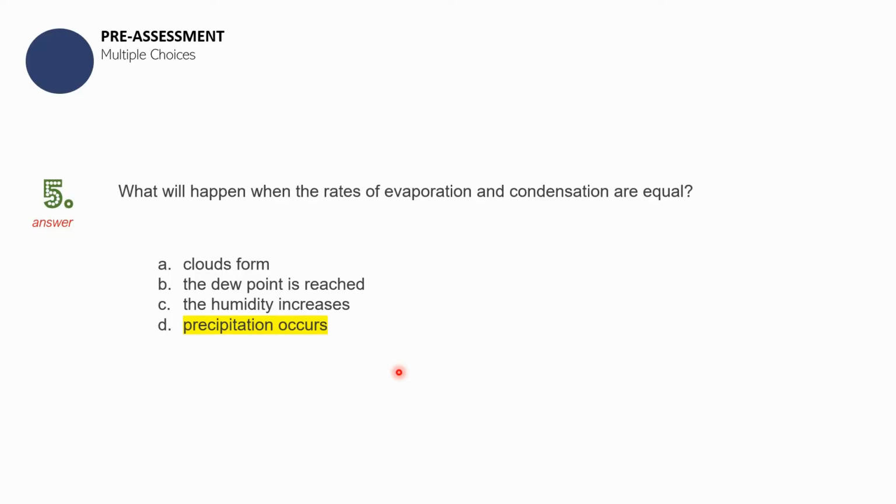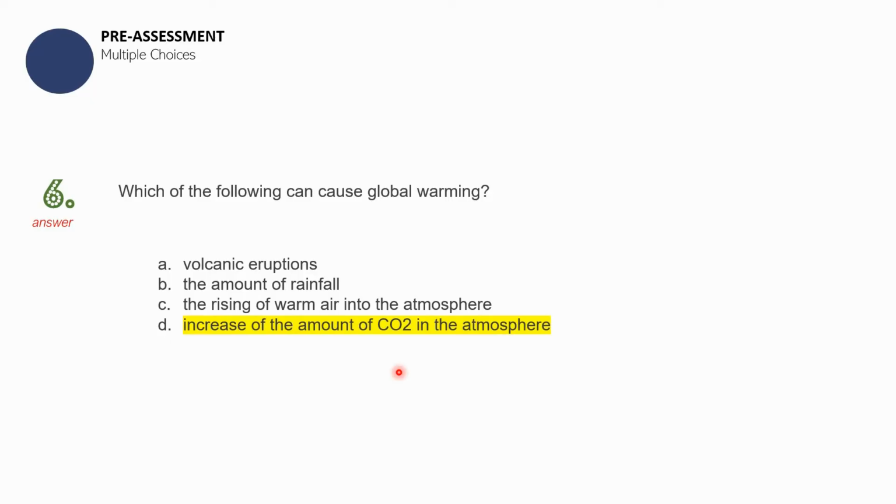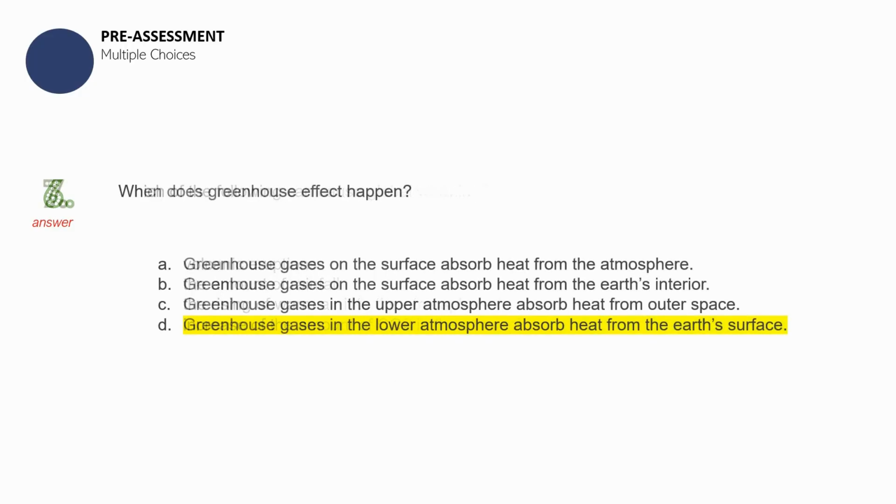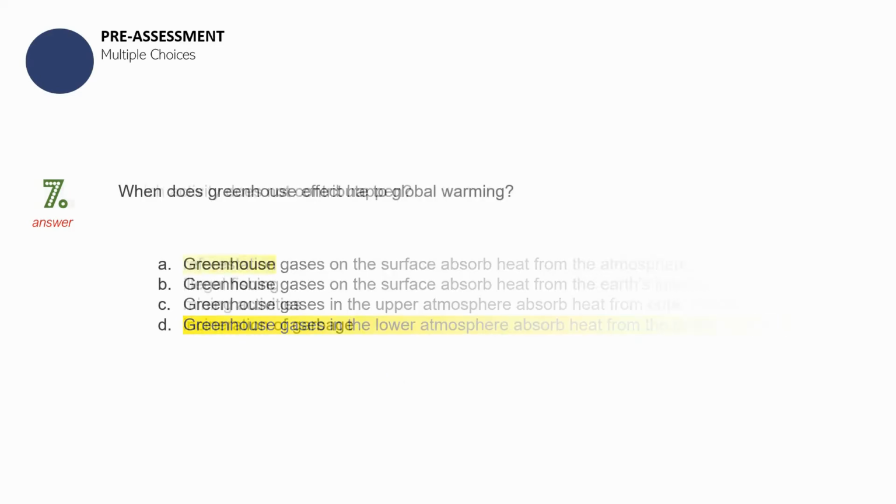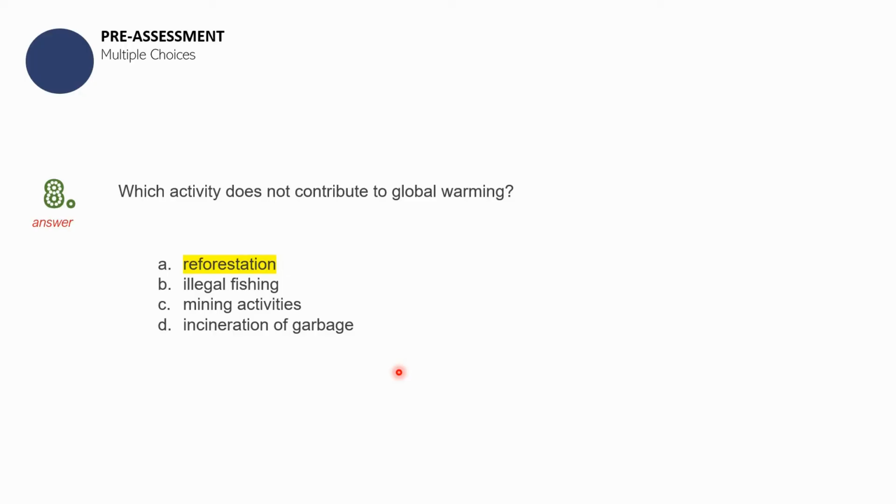The answer to question number 6 is D. Increase of the amount of carbon dioxide in the atmosphere. The answer to question number 7 is D. Greenhouse gases in the lower atmosphere absorb heat from the Earth's surface. The answer to question number 8 is A. Reforestation.